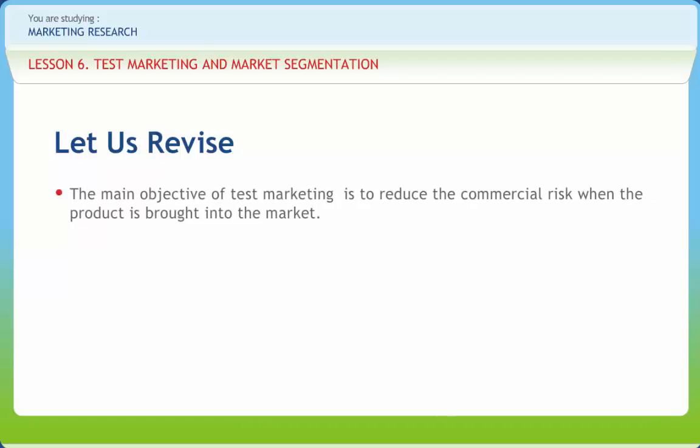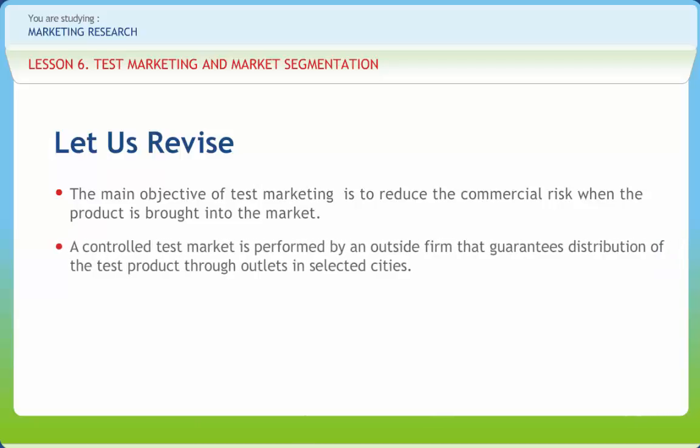Before we end, let us briefly revise what we have studied so far. Test marketing is a controlled experiment done in a limited part of the marketplace whose aim is to predict the sales or profit consequences, either in absolute or in relative terms, of one or more proposed marketing actions. Its main objective is to reduce the commercial risk when the product is brought into the market. A controlled test market is performed by an outside firm that guarantees distribution of the test product through outlets in selected cities.